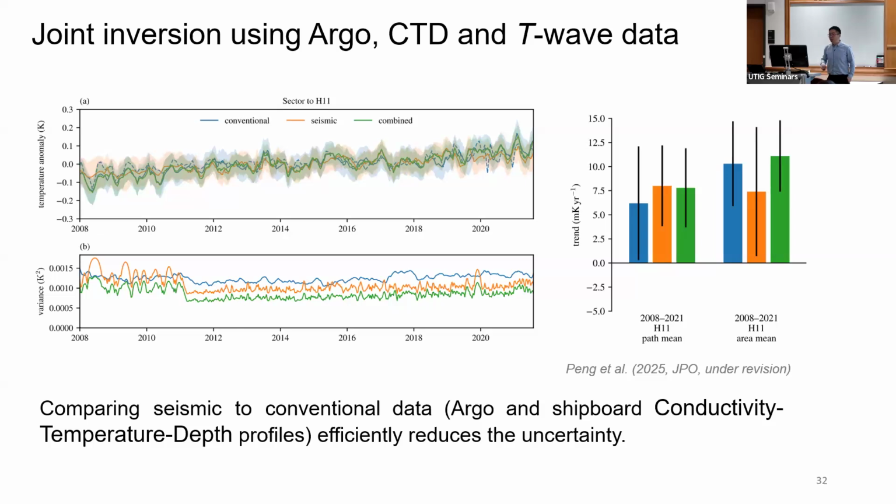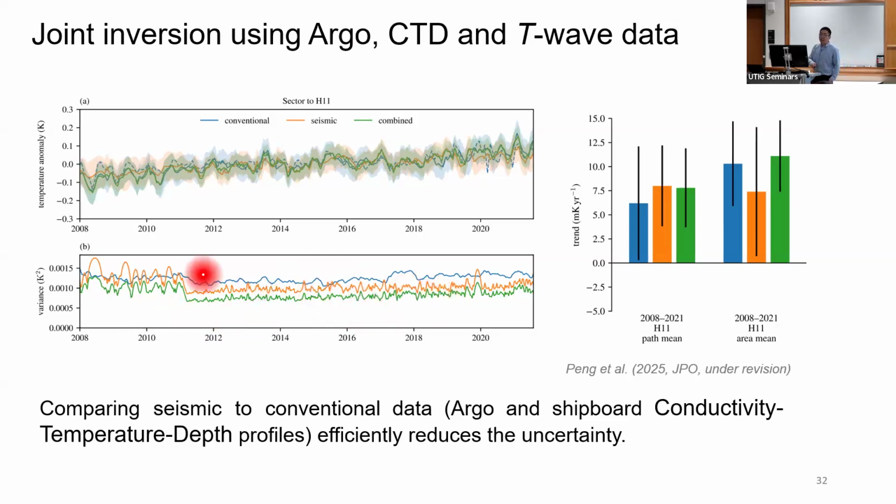And the bottom plot here is the uncertainties. And you can see after 2011, if we're using seismic data for this specific region, the seismic inversion result has smaller uncertainty than that using conventional data. Before that, we have larger uncertainty because earthquakes are limited. However, if we combine them together, we can always get better results in terms of smaller uncertainties.